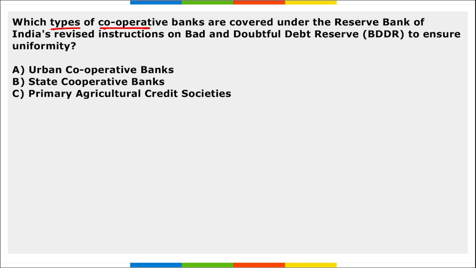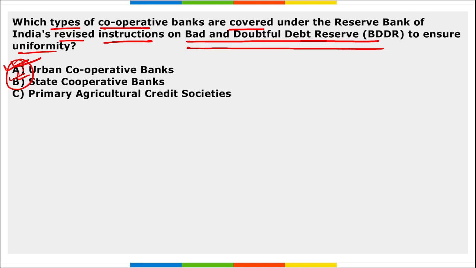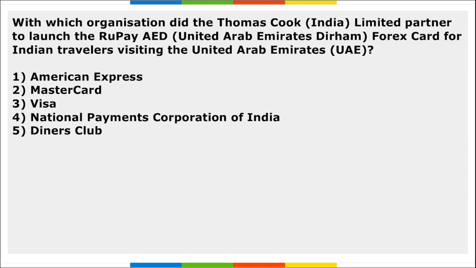Next, which type of cooperative banks are covered under the RBI's revised instructions on bad and doubtful debt reserve to ensure uniformity? So, which type of cooperative banks are covered? It is urban cooperative banks and state cooperative banks. These two cooperative banks are covered under the revised instructions on bad and doubtful debt reserve to ensure uniformity, right? And these revised instructions will act as a one-time measure to provide rectification and smooth transactions to an AS compliant approach. Next, with which organization did Thomas Cook India Limited partner to launch the Rupee AED Forex card for Indian travelers visiting UAE?